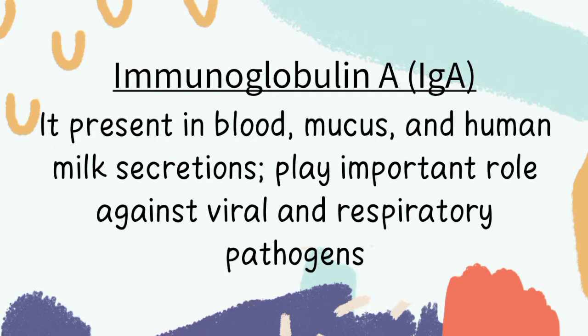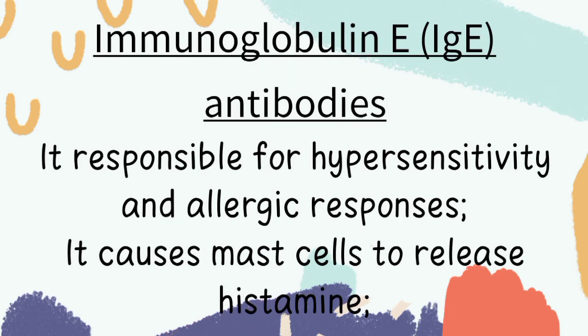Okay. Immunoglobulin A, it is present in blood, mucus, and human milk secretions. Plays an important role in viral and respiratory pathogens. So just note the terms that I have written. It is present in the blood, in the mucus, and in the human milk secretion. It plays an important role against viral and respiratory pathogens.